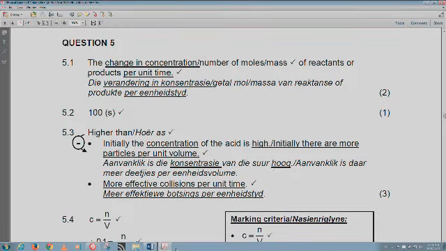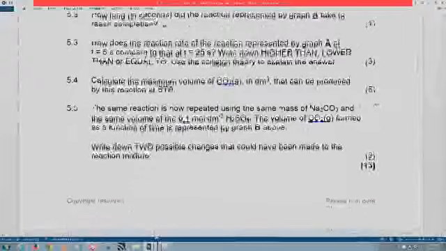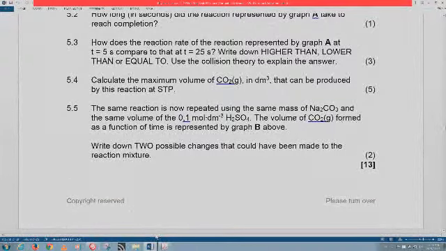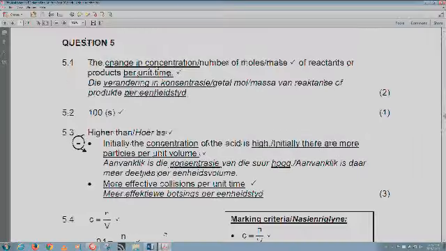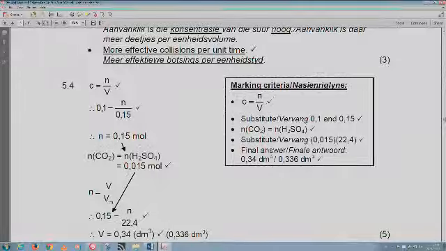And then 5.4: calculate the maximum volume of carbon dioxide gas, in cubic decimeters, that can be produced by this reaction at standard temperature and pressure. Now, the marking criteria there, that is the box in your marking guideline.